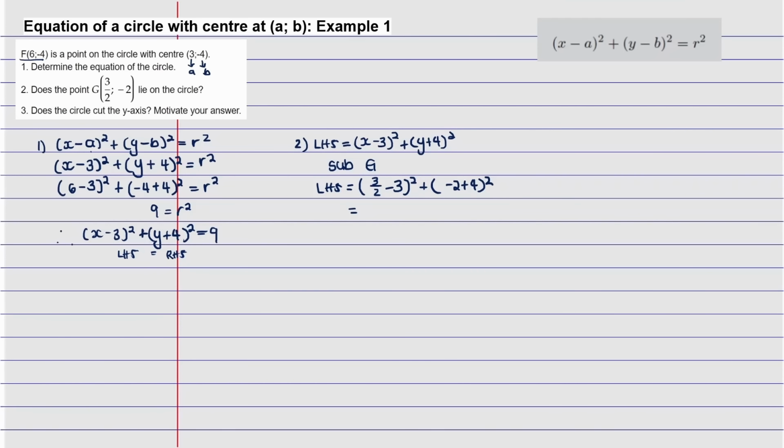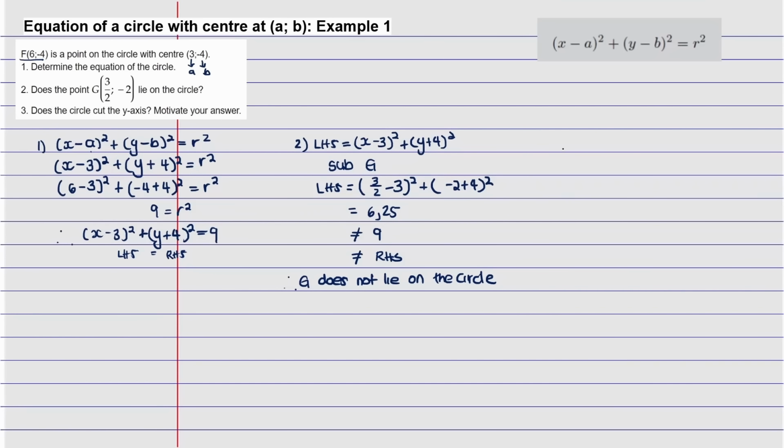So you're going to get your answer as being the following value, as being 6.25. Do you see the fact that 6.25 is not equal to 9, which is the right-hand side? So therefore, we can conclude that G does not lie on the circle. So that's how you would do this question.